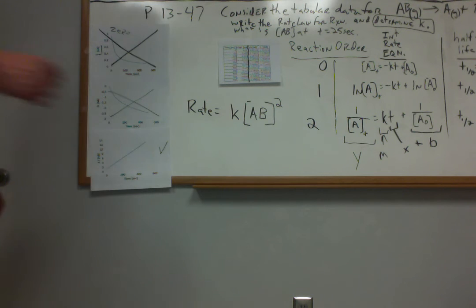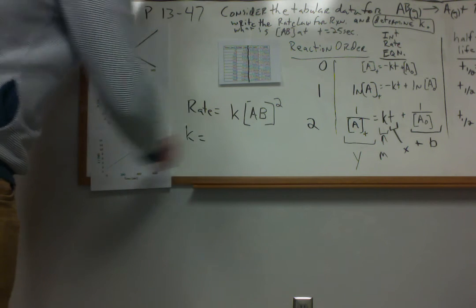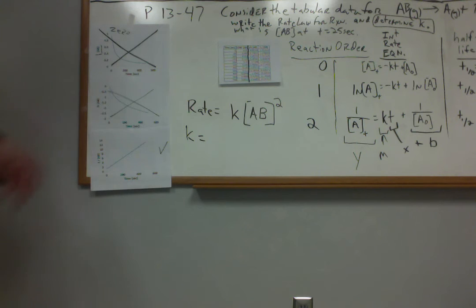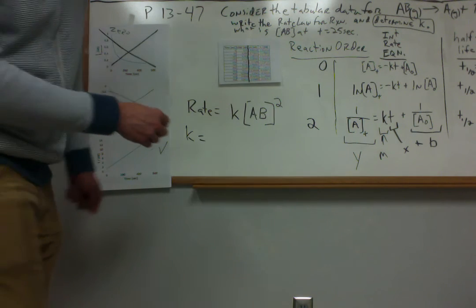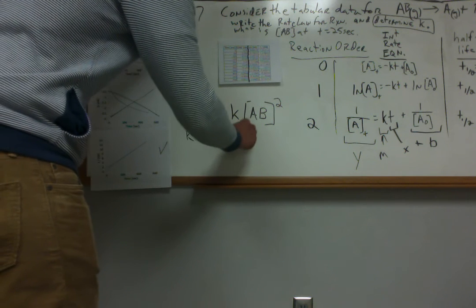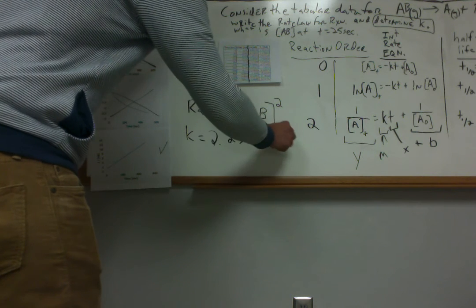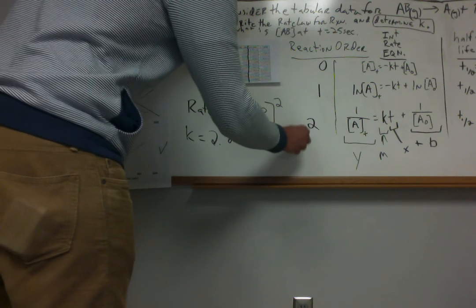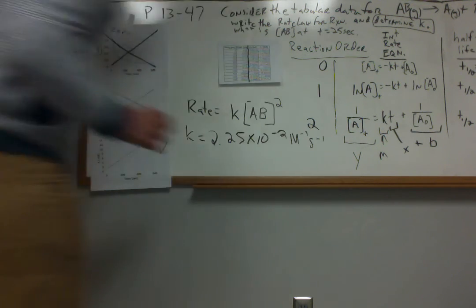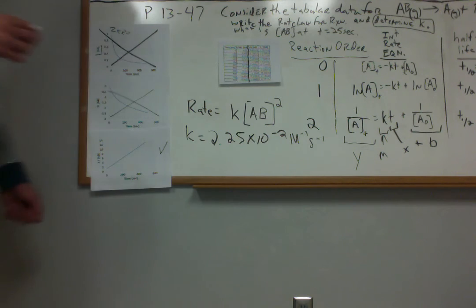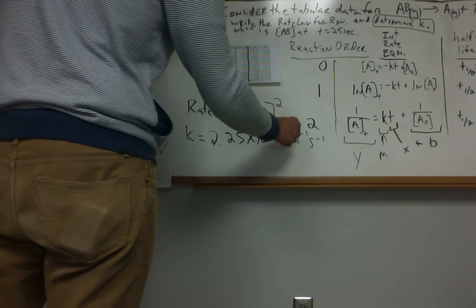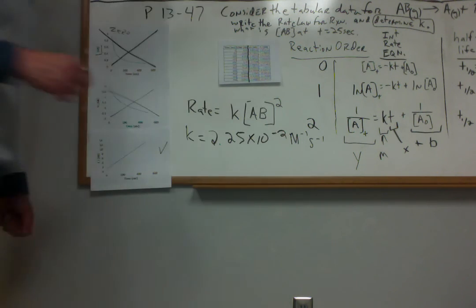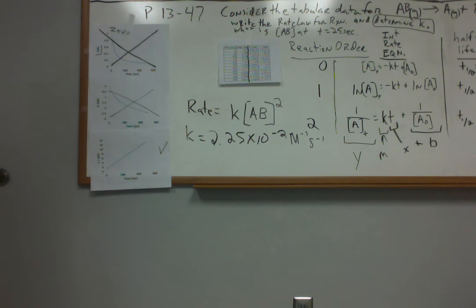So if we do that for this particular case, if we measure the slope of this best fit line, or just otherwise try to compute it mathematically, we find that it's equal to 2.25 times 10 to the minus 2. That has units of per molar per second for this particular case, to make the units work out to molar per second for the overall rate of the chemical reaction, right? So that is our K value.